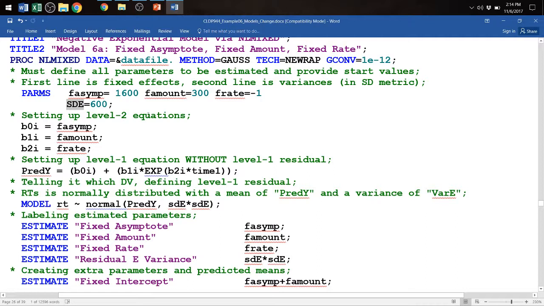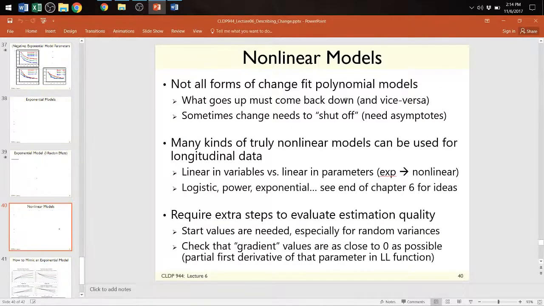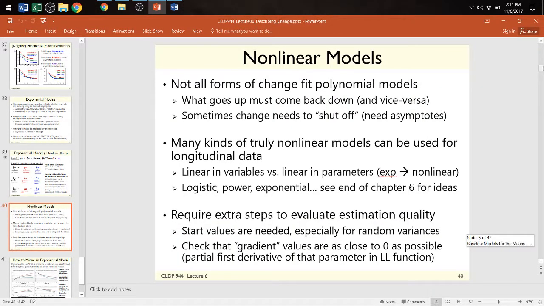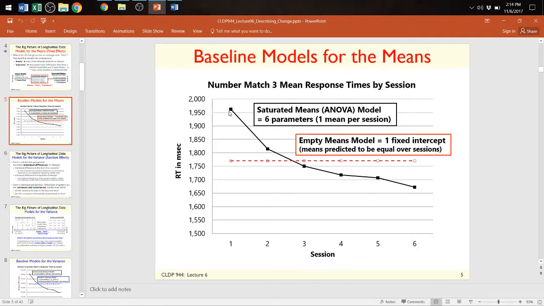So here's my fixed effects model. I have my fixed asymptote, my fixed amount, and my fixed rate. Now, I did not pull these numbers out of my ass. In fact, I pulled them out of someplace more meaningful. I pulled them out of the shape of the curve. So let me go back up to the curve that we're fitting here. This is my saturated means model prediction.